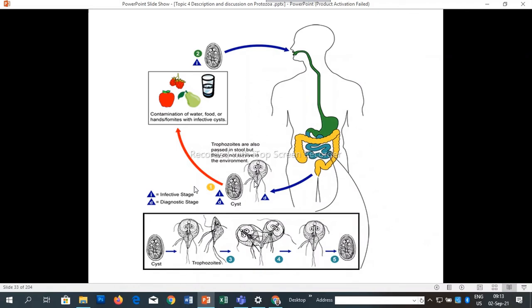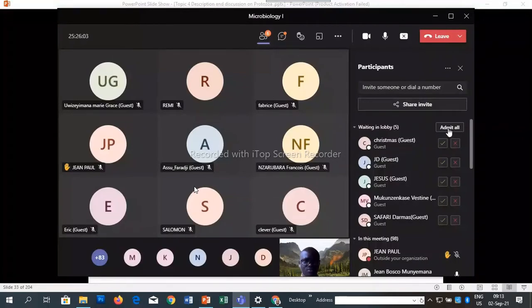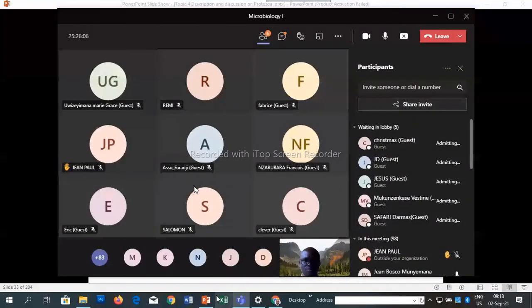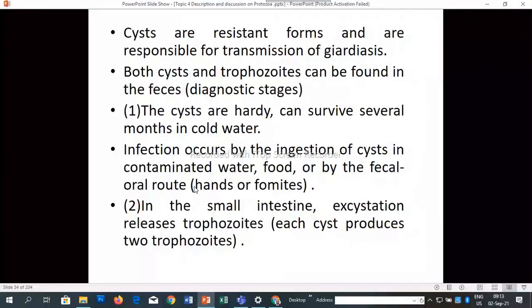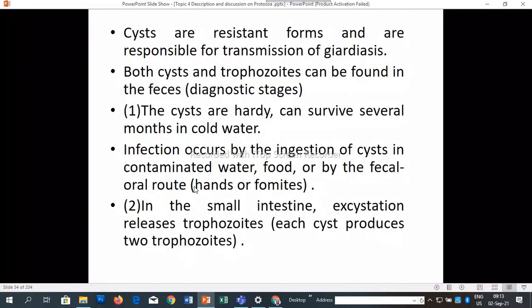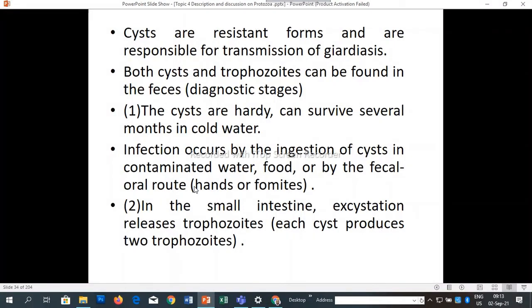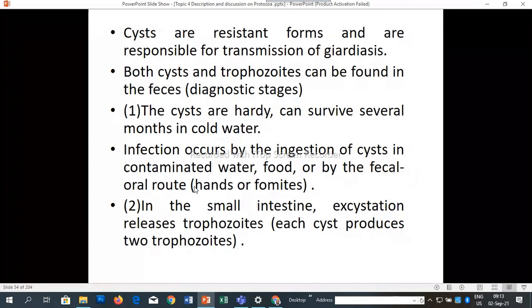So we can say the cyst is an inactive form, a protective form for the parasite, while the trophozoite is an active form. And mostly when you have cysts, you don't have clinical presentation because they are not invasive. You may not have clinical presentation, but you are a carrier or a cyst passer. You can pass cysts in stool, then the cysts will infect your friend, your colleague, your environment, and subsequently cause infection. But when there are trophozoites, you are sick exactly. The cysts are resistant forms and are responsible for transmission of giardiasis.